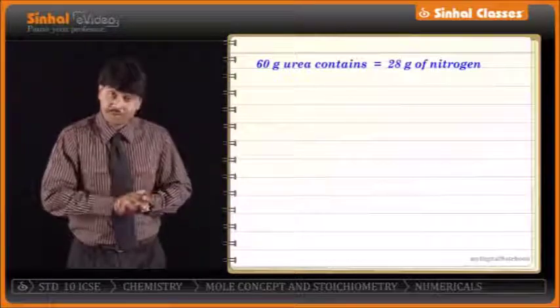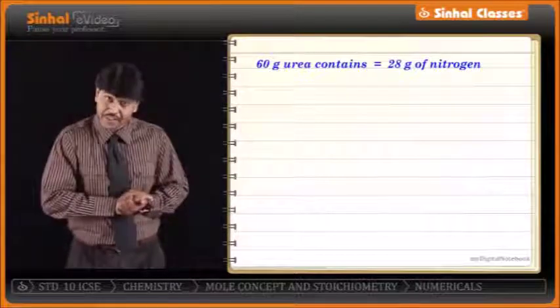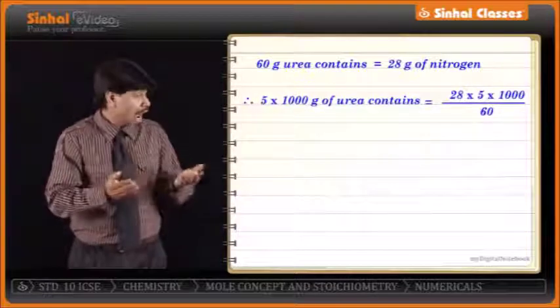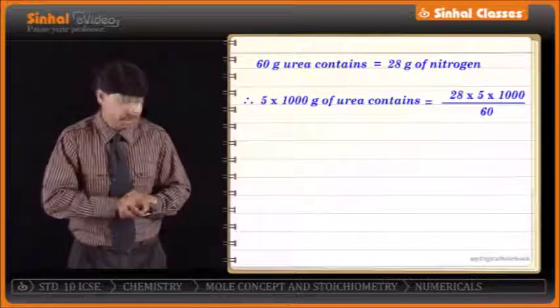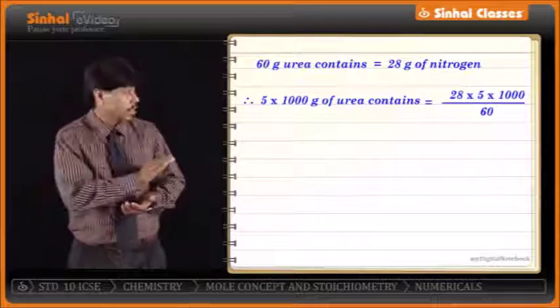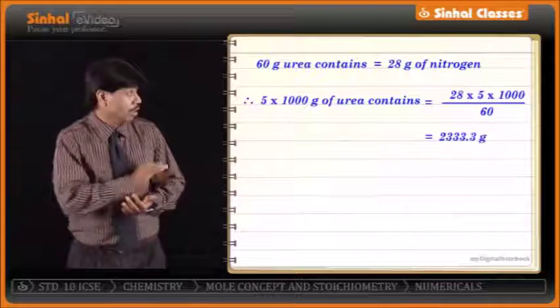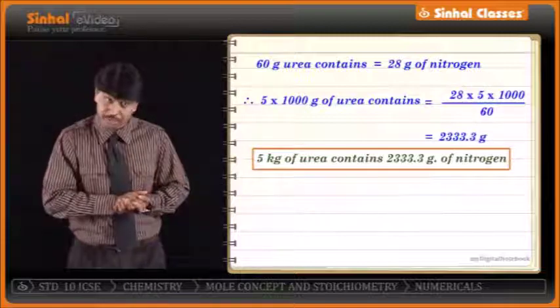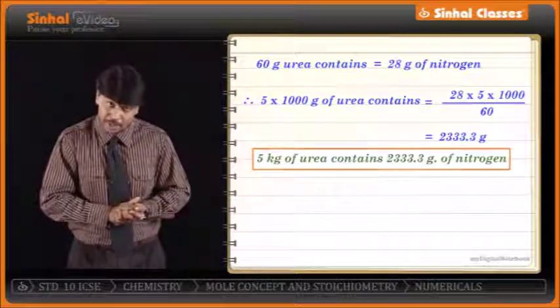Now, 60 grams of urea contains 28 grams of nitrogen. Therefore, since we have taken 5 kg, so 5 into 1000 grams of urea will contain how much? The answer will be 28 into 5 into 1000 divided by 60. The answer comes out to be 2333.3 grams of nitrogen. That is, 2333.3 grams of nitrogen will be supplied by 5 kg of urea.